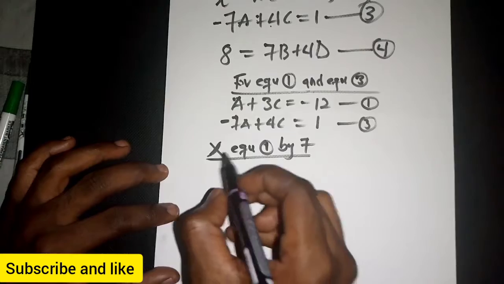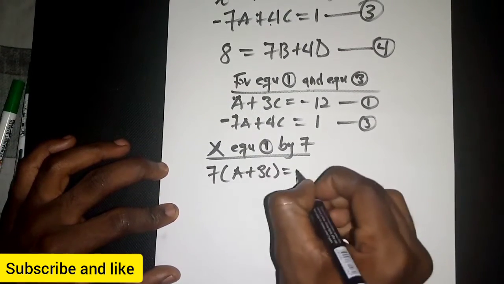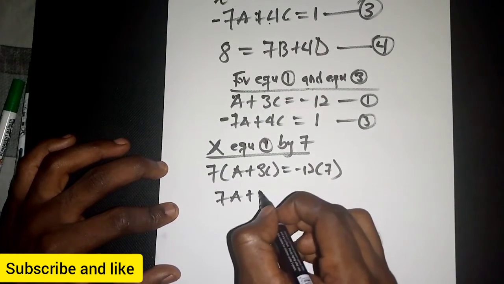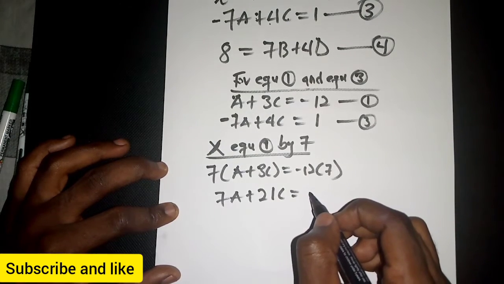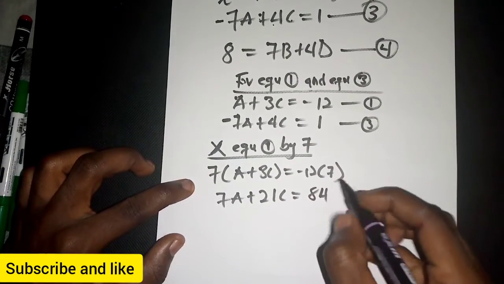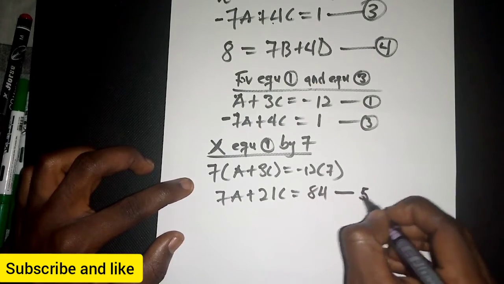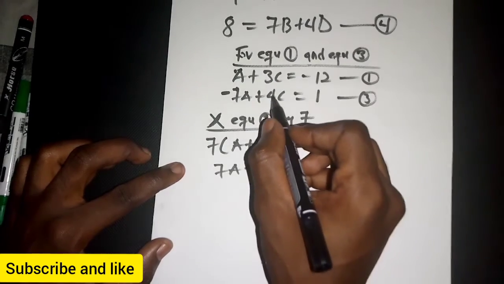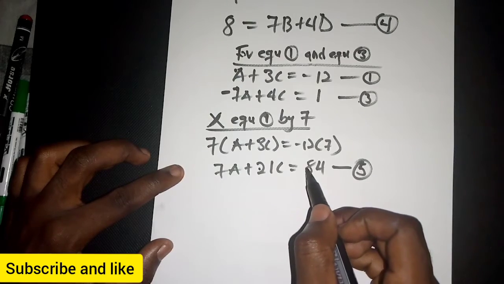So multiplying the whole of equation 1 by 7, we have 7a plus 21c, then 7 times 12, we have 84 here. So let's call this equation 5. So what we are going to do is add equation 3 and 5 to see what we are going to get.